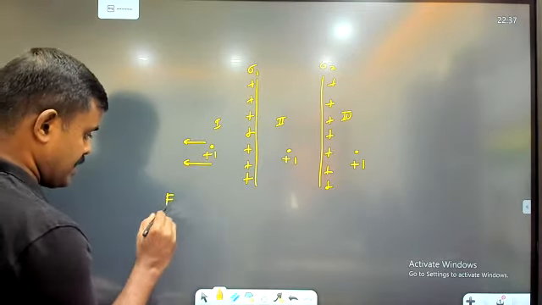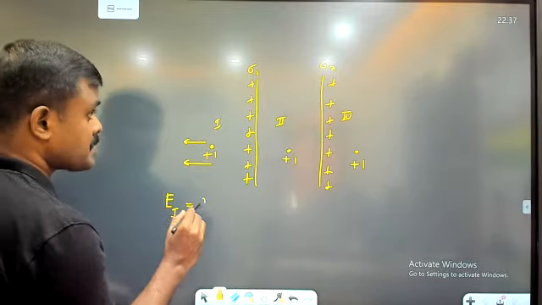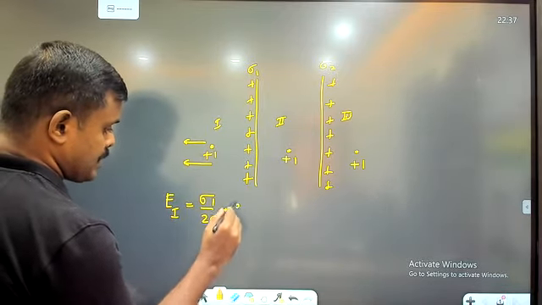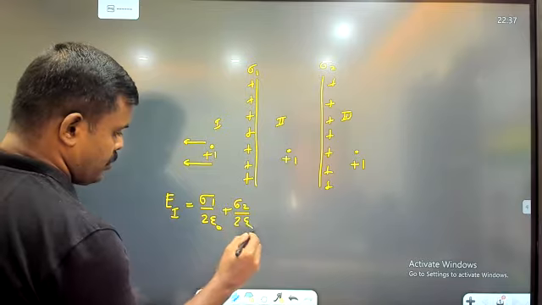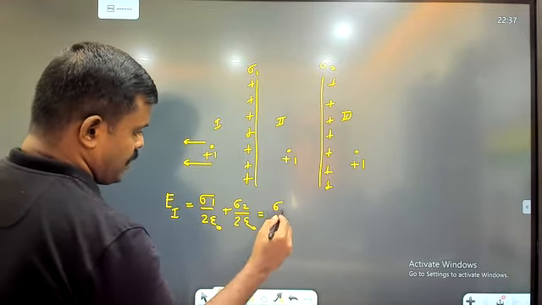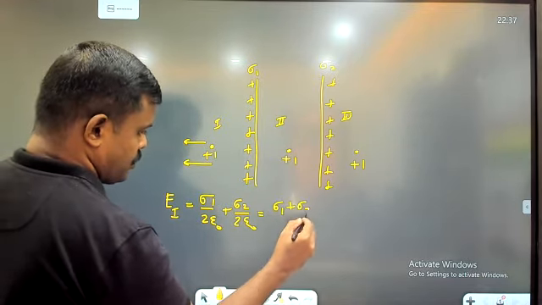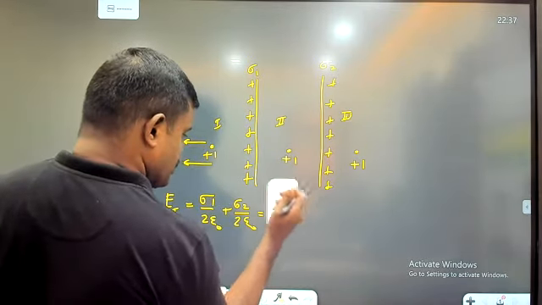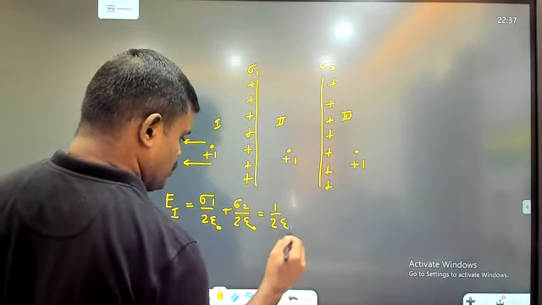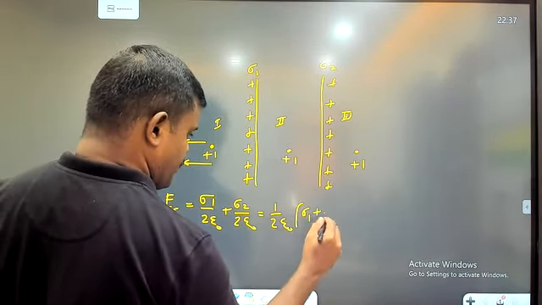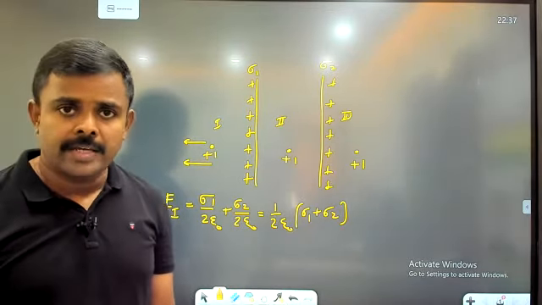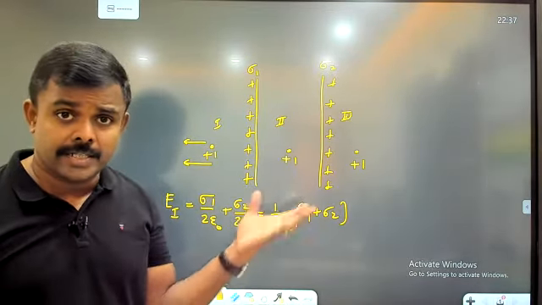So tell me what is E in region number 1? It is sigma 1 by 2 epsilon 0 plus sigma 2 by 2 epsilon 0. That will be sigma 1 plus sigma 2 by 2 epsilon 0, that is, 1 by 2 epsilon 0 into sigma 1 plus sigma 2. Similarly, never learn things by heart. Try to get the logic, then it's easy.